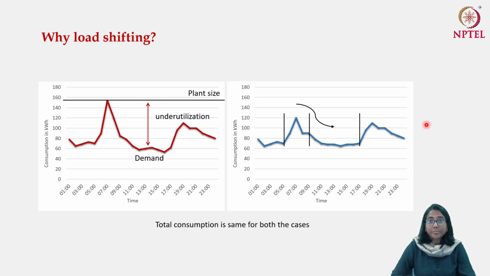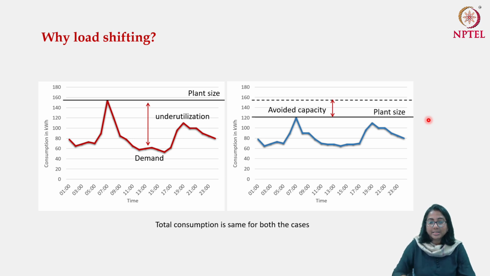Now, why is it so important to have a flatter load curve? This is the question. It's because of this reason. If you think of this blue load curve as compared to the red load curve, it says that the consumer is consuming the same amount of electricity. So there is no curtailment in terms of the total electricity consumption of the consumer. However, earlier the plant size that you required was this. Now, in order to support the peak load, which is around 180, the plant size that you actually need to operate is here. So basically, there is an avoided capacity that you can see.